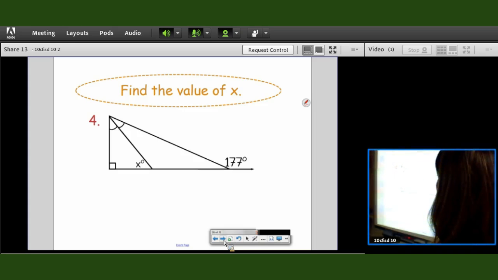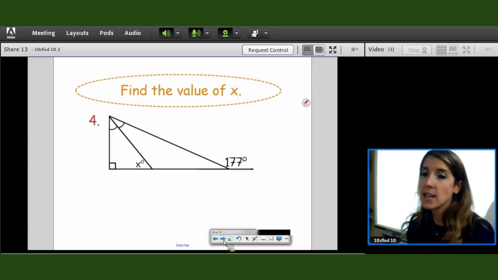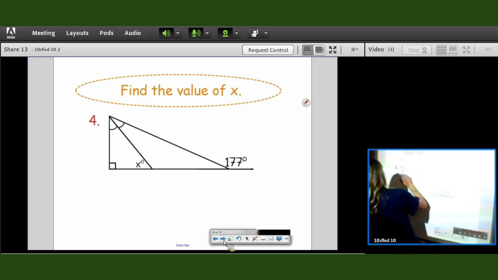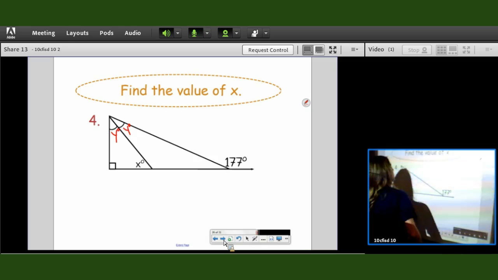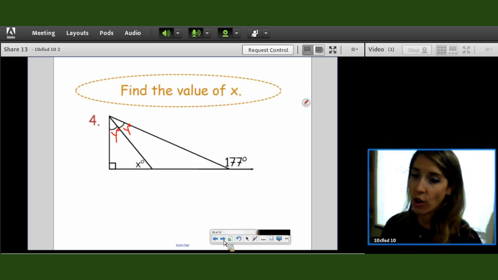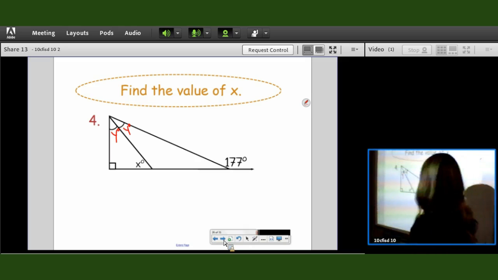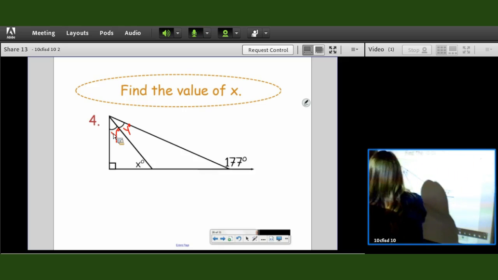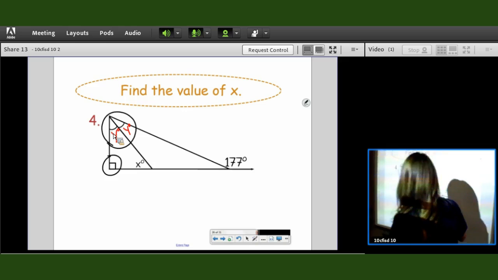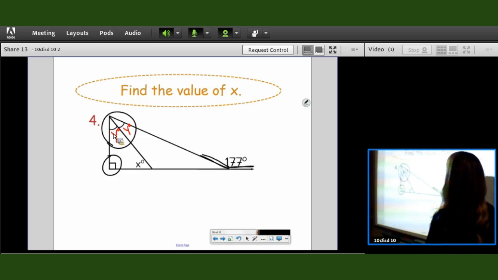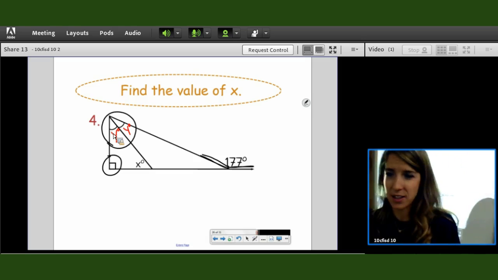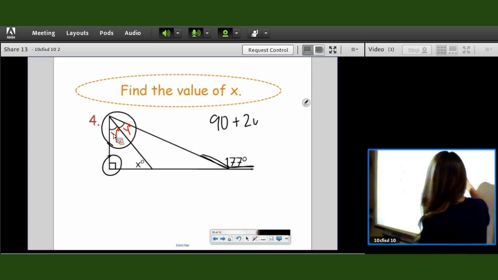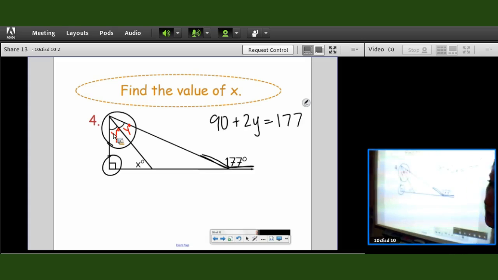Try this one. What I recommend on a problem like this is you're going to need to find another angle first before you find x. I would give that angle a name just so that you can write an equation if you want to. So I named those both y because they had arcs. So I would use our handy-dandy new theorem. If I add my remote interior angles, it will equal my exterior angle. So I'm not even focused on x right now. I'm just trying to find those angles. So I would say 90 plus 2y equals 177. Is that okay?